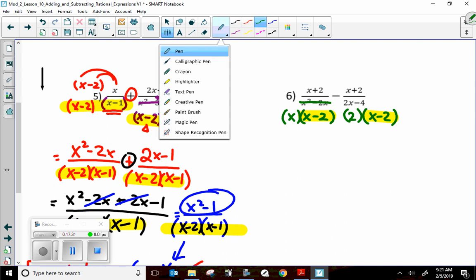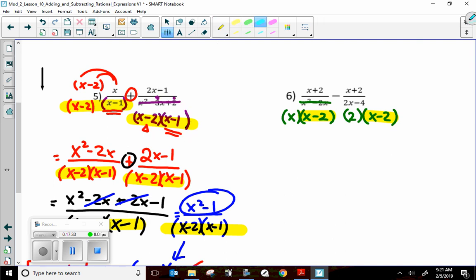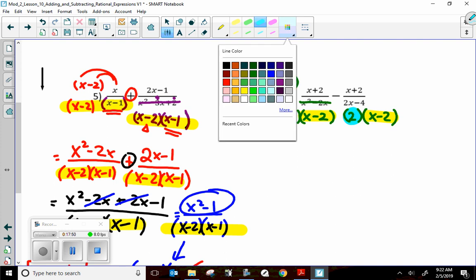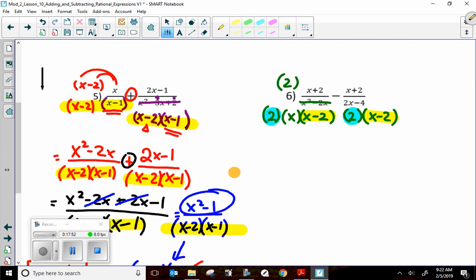Well, the right side has a 2, so I should really put a 2 here. Okay, and that's what I'm going to do. So I got to multiply this times 2, which means I got to multiply the top times 2. All right. Now let's look at the green. The left side has an x. So let's just put an x here so that it matches, okay?